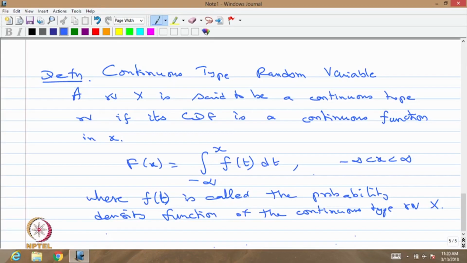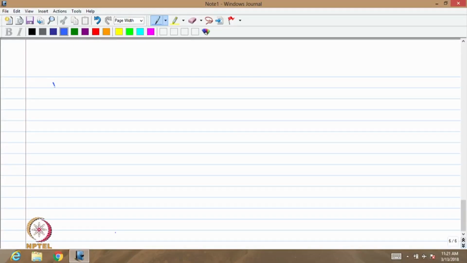The integrand in this equation is called the probability density function. The way the probability mass function satisfies two properties, similarly one can identify the properties going to be satisfied by this probability density function of the continuous type random variable. So, it satisfies the following properties.